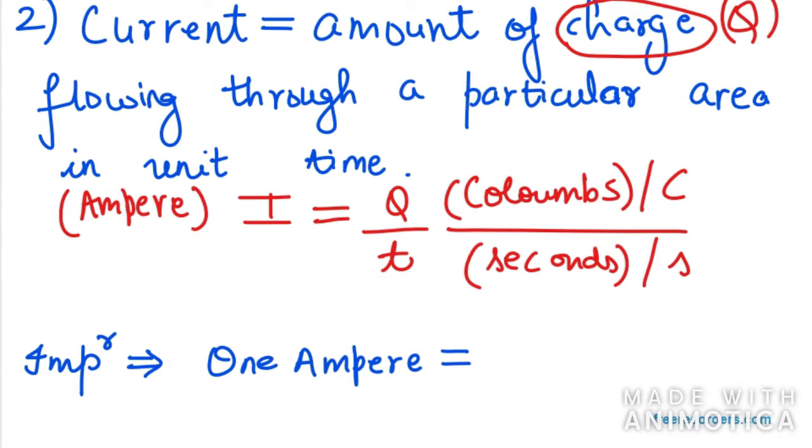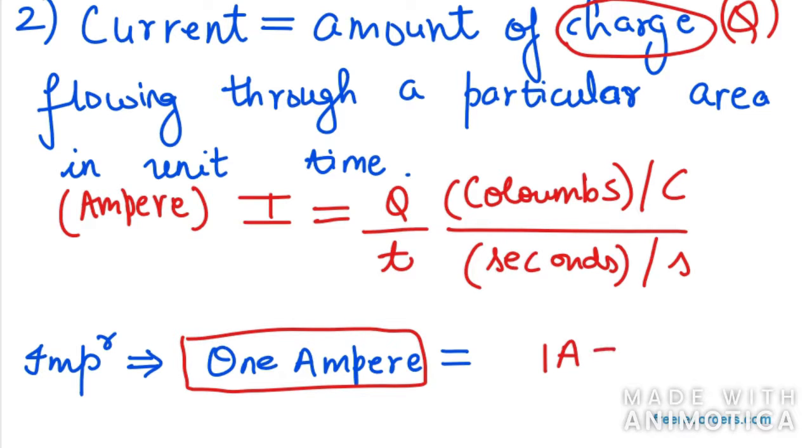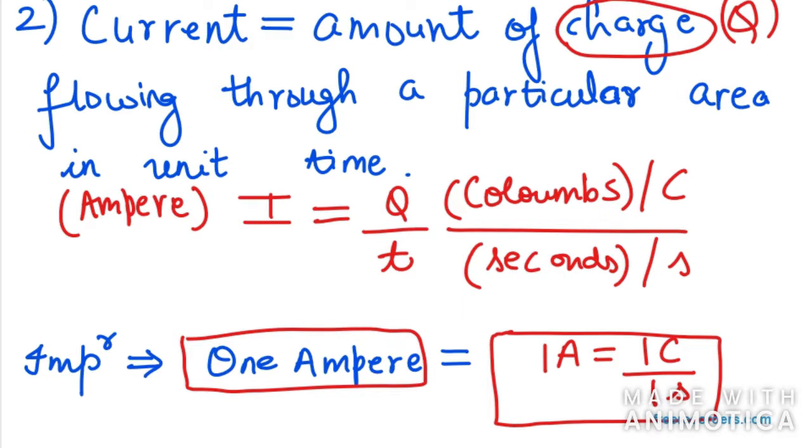Now in examination, one very important question is that they ask you to define 1 ampere, like what 1 ampere is. So 1 ampere is equal to 1 coulomb in 1 second. So how would you define this? 1 ampere is constituted by the flow of 1 coulomb of charge per second. You just need to remember this part, then you can define 1 ampere.